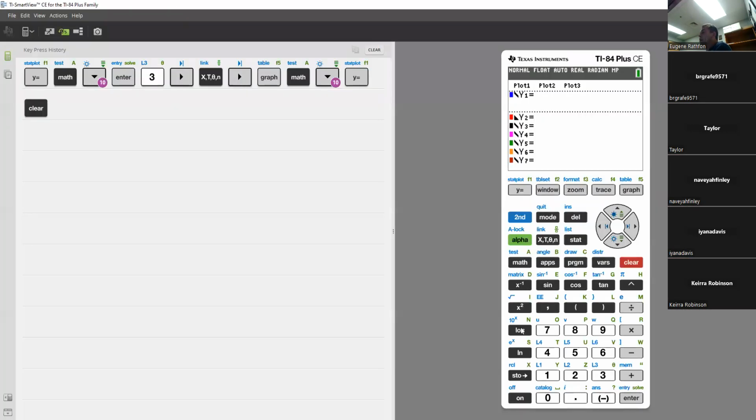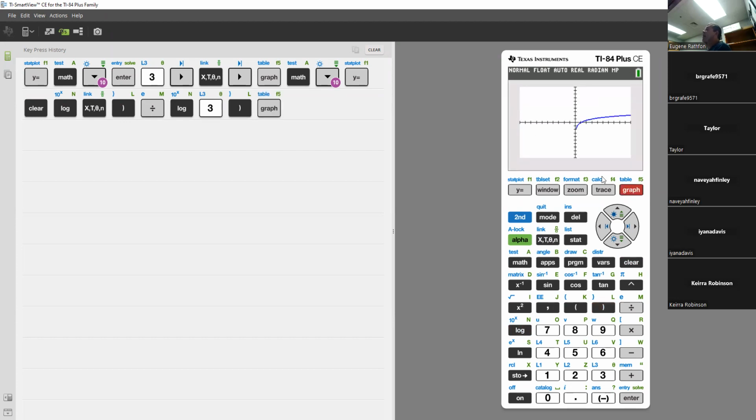To put that in your calculator, you come up here, hit the log button, it's right beside the 7, put in the x, then close parentheses, divided by the log of the 3. Now y'all watch when I hit graph, it's giving me the same exact graph. So it's a little bit more work if you got an older calculator, but that's what you're going to do, okay?